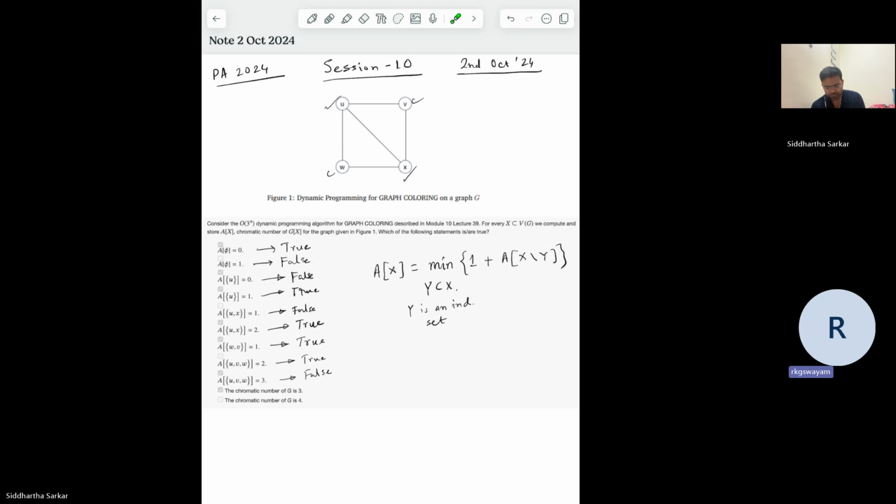But this 3 to the power n can be reduced to some 2.4 to the power n running time, and that is there in the lecture. There is something called the inclusion-exclusion principle, and with that principle the running time was reduced substantially. So 2.4 to the power n or slightly less than that is possible, but then again, it is exponential time.